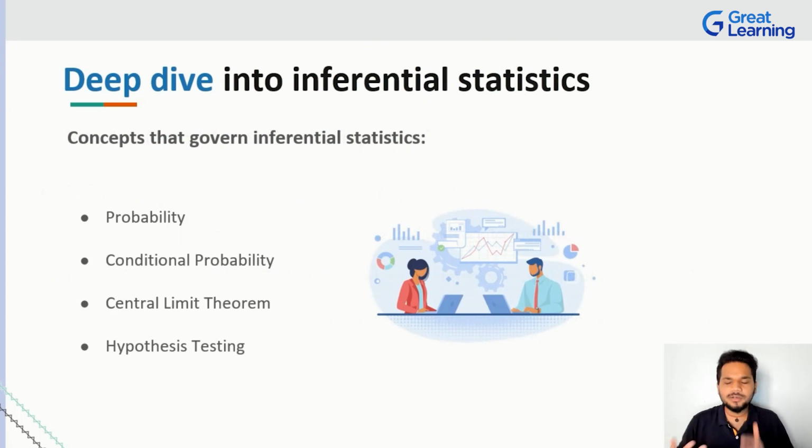Now, when we talk about inferential statistics, you also have to understand that in today's world, there are many, many concepts that govern the world of inferential statistics. As you can see on your screen right now, 4 very important concepts: probability, conditional probability, the central limit theorem, or CLT, very popularly, and hypothesis testing, right? So let's quickly jump right into each and every one of them and understand what they are.